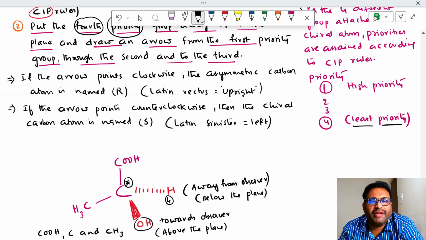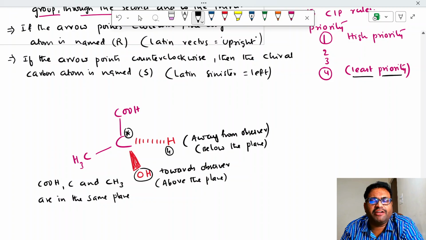Now, after making this least priority group away from the observer, then you have to rotate. Now let us see. Here it has the highest priority. OH has priority 1. COOH has priority 2. And carbon, this has priority 3.